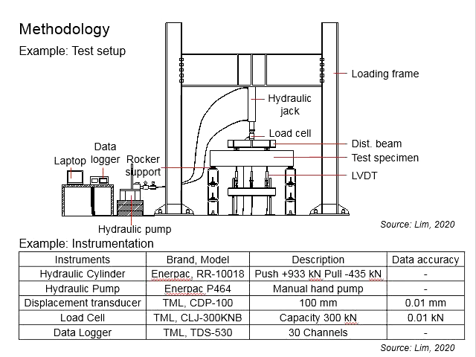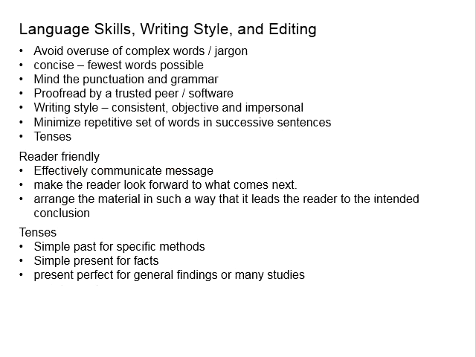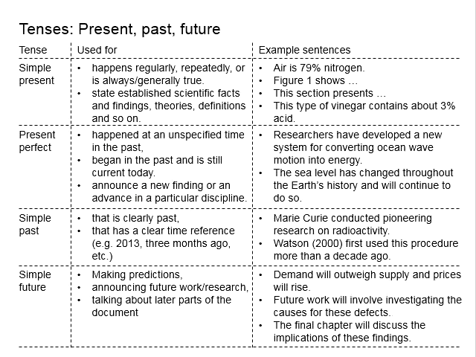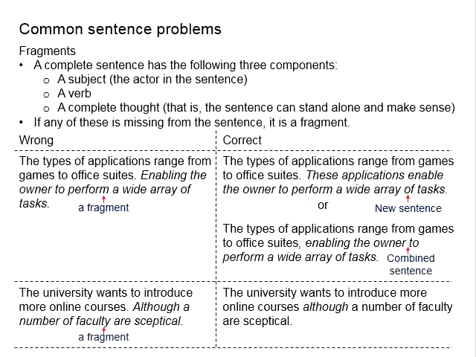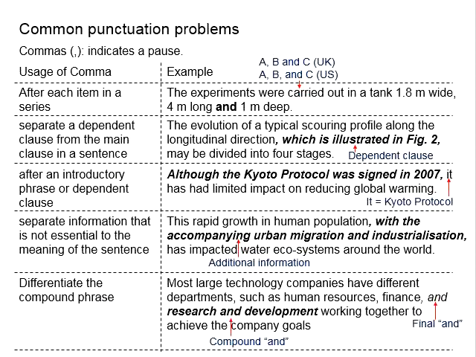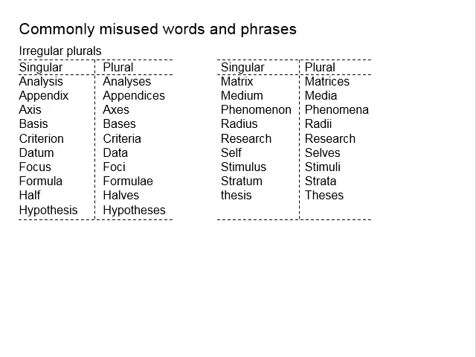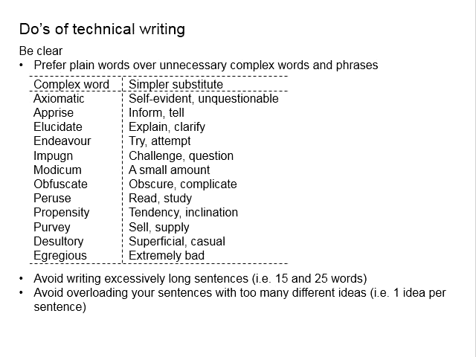or journal paper. Next, we talked about language skill, writing style, and editing. We mentioned the proper usage of tenses, some rules of proper English, and also demonstrated the common problems related to sentences, punctuation, words and phrases. After that, we discussed the do's and don'ts for technical writing.